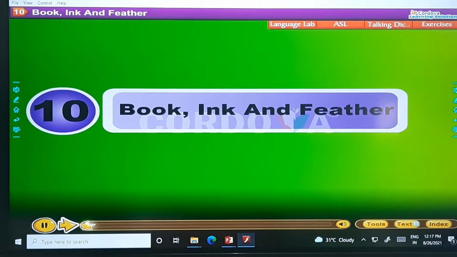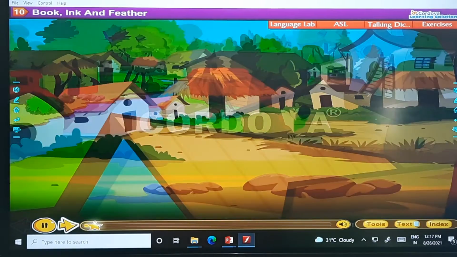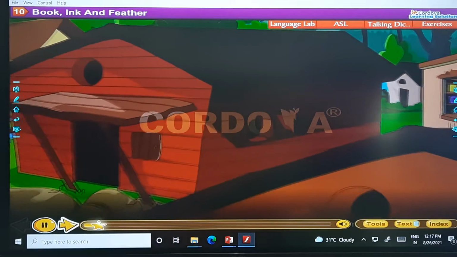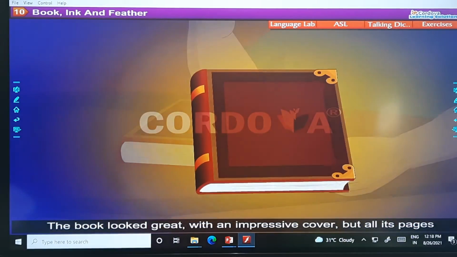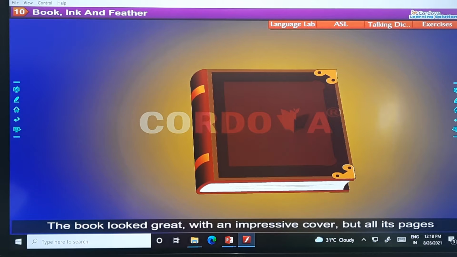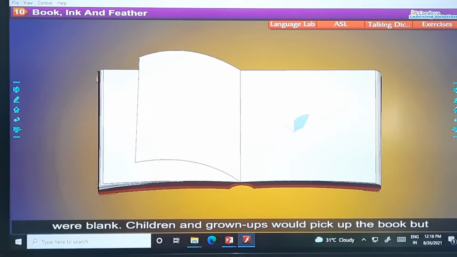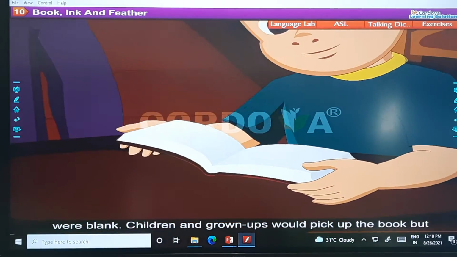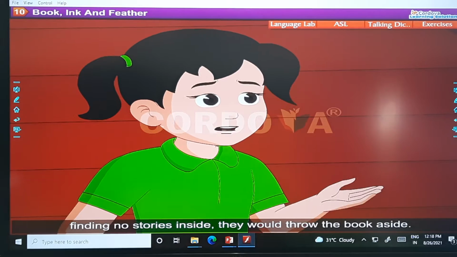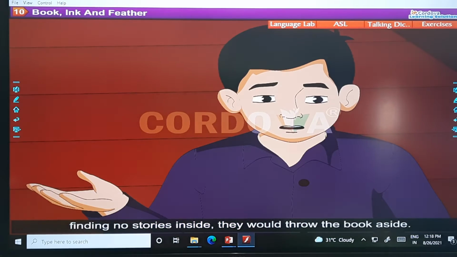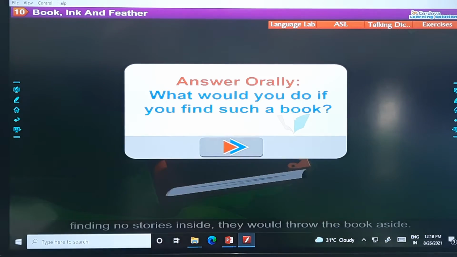Book, ink and feather. Once upon a time, in a small village, there was an empty storybook. The book looked great, with an impressive cover, but all its pages were blank. Children and grown-ups would pick up the book, but finding no stories inside, they would throw the book aside.